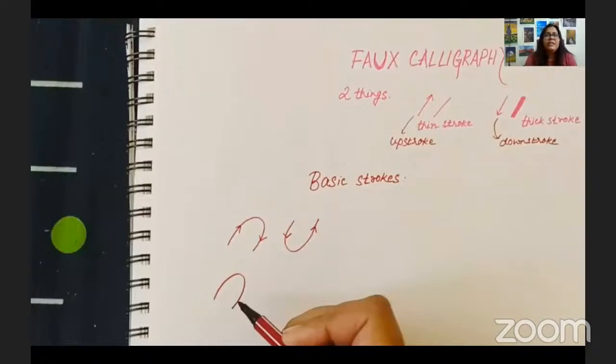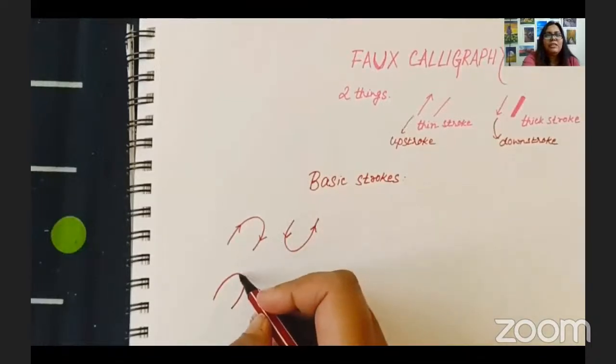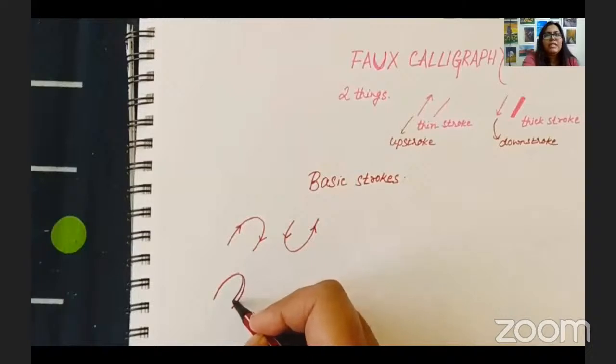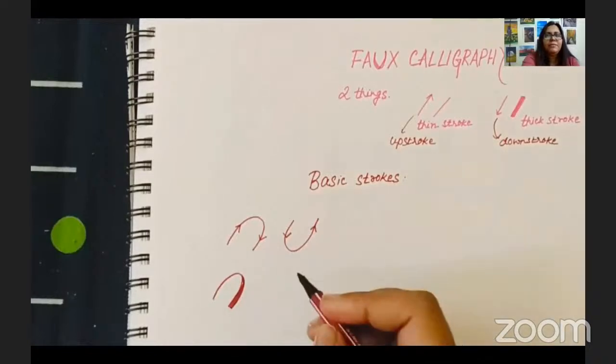Now, what did we learn in the first part? What were the two basic things? We learned that if the hand is moving upwards, that is, if it is an upstroke, it will be thin. And wherever it is moving downwards, it will be thick. So where do you see the downward arrow in this? It is on this side. So we will just thicken it. Wherever there is a downward arrow, we will thicken it.